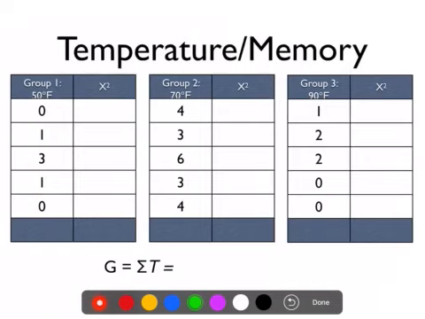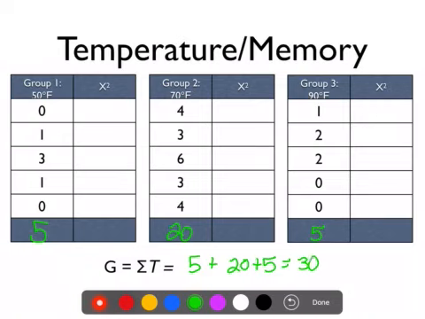Okay, so our T is the sum, the total for each group. You've already actually calculated that when you calculated your mean. So you could have recorded that earlier, but we'll just add up each of these values and calculate our total. And then G is the sum of our T's. So 5 plus 20 plus 5 is equal to 30. We have a G of 30.